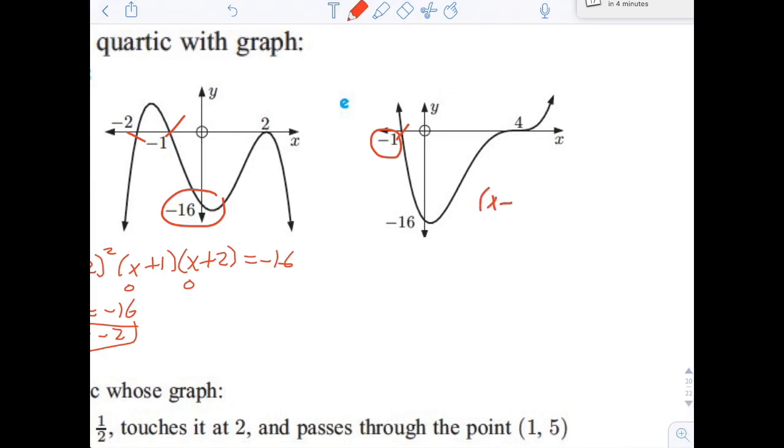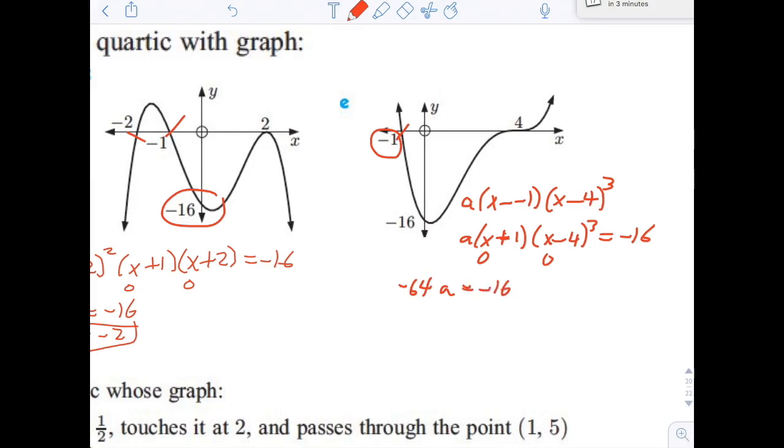So we have x minus negative 1 times x minus 4, and this is a triple root, multiplied times a. So a times x plus 1 times x minus 4 cubed is equal to negative 16 if we put 0 in for the x's. So a times 1 times negative 4 cubed, which is negative 64, equals negative 16. So a is equal to 1/4.